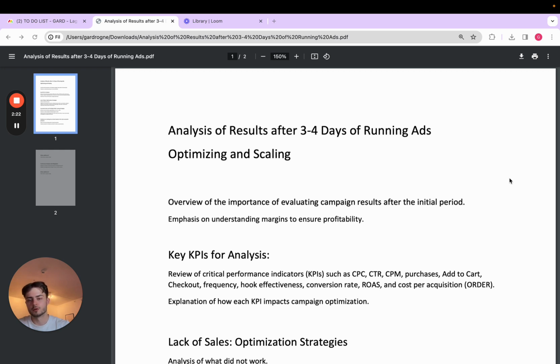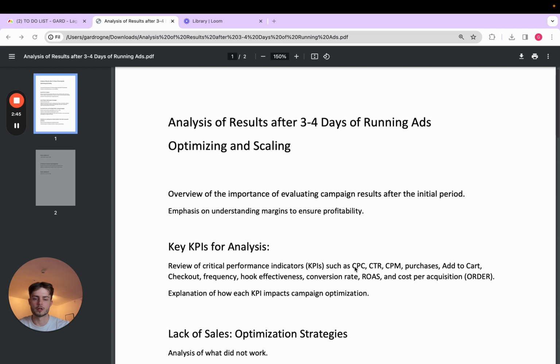Okay, so key KPIs for analysis. If you don't know, KPI stands for key performance indicator. Okay, these are goals, these are things you need to look at, things you need to track to understand what ads are performing and what ads are not performing. Okay, so you need to review these performance indicators.